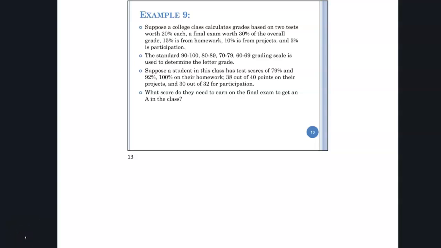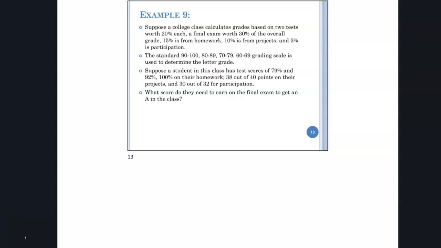Let's calculate this example of a weighted average. Suppose a college class calculates grades based on 2 tests worth 20% each, a final exam worth 30% of the overall grade, 15% is from homework, 10% is from projects, and 5% is participation. This is very typical of many college classes that they would use percentages or a weighted average system.